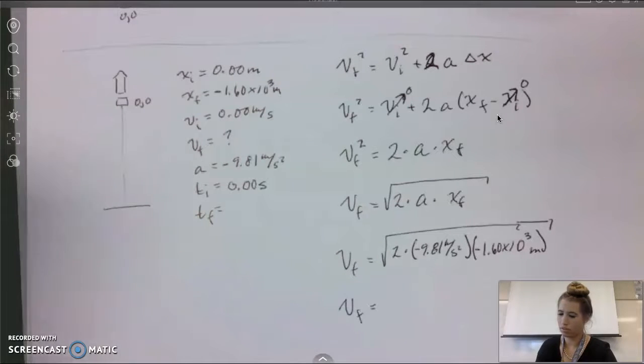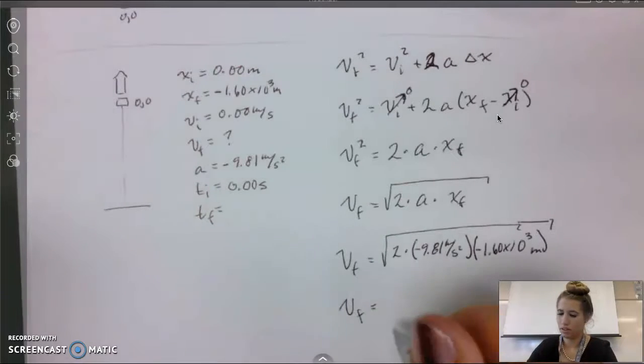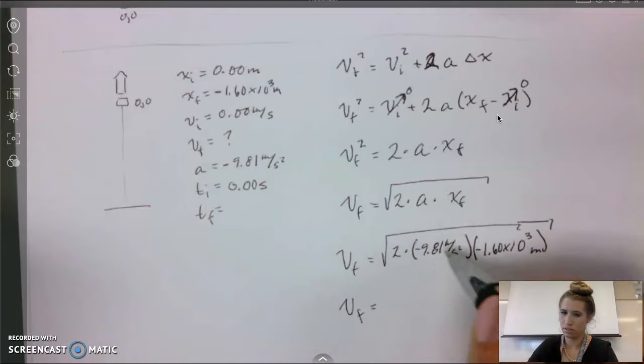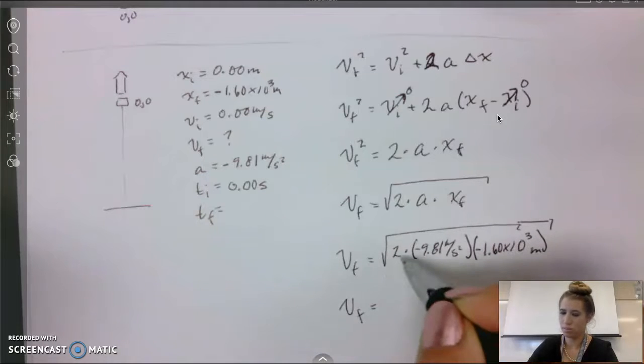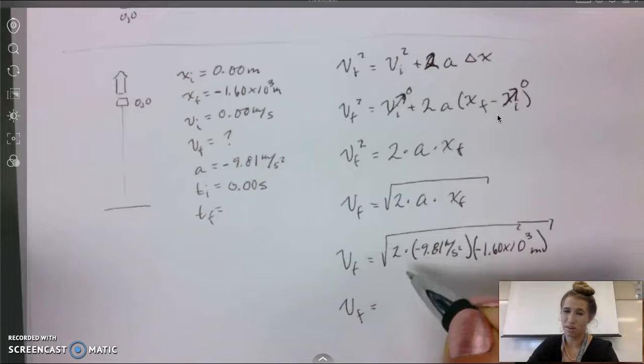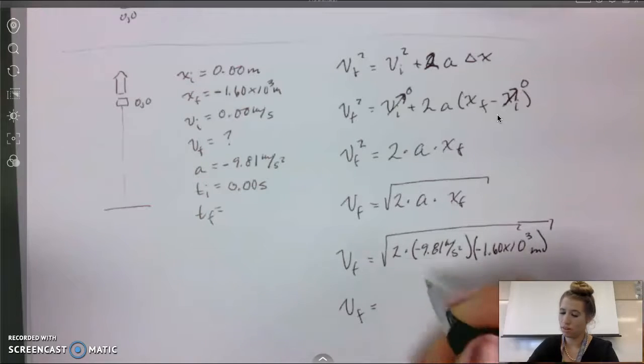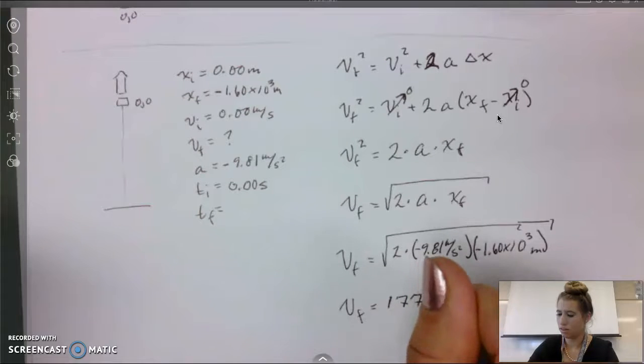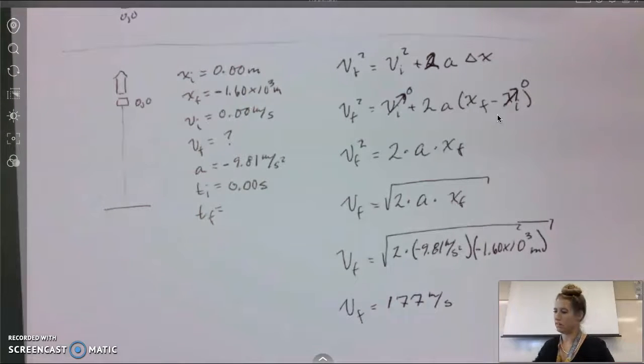So we're going to take the square root of 2 times negative 9.81 multiplied by that negative 1600. Okay, it says velocity final is 177. Now let's see, we have 3 sig figs. This 2 was part of the equation, so it's an exact number, so we're not worried about significant figures with that one. And so our final answer will have 3 sig figs, so that's 177 meters per second.